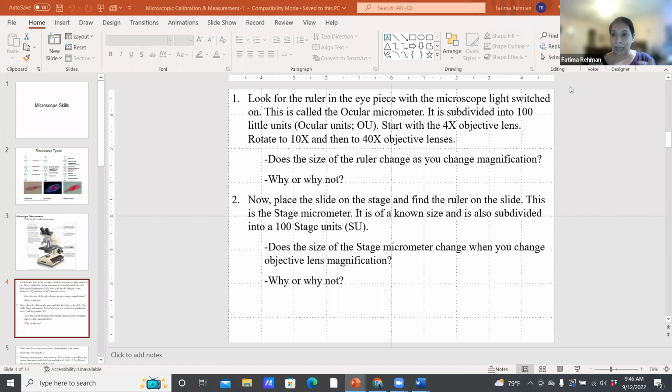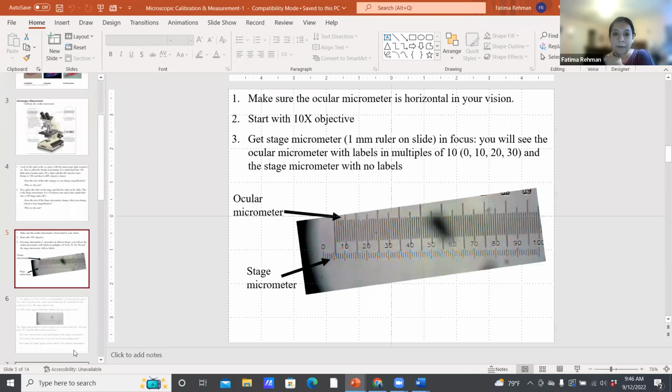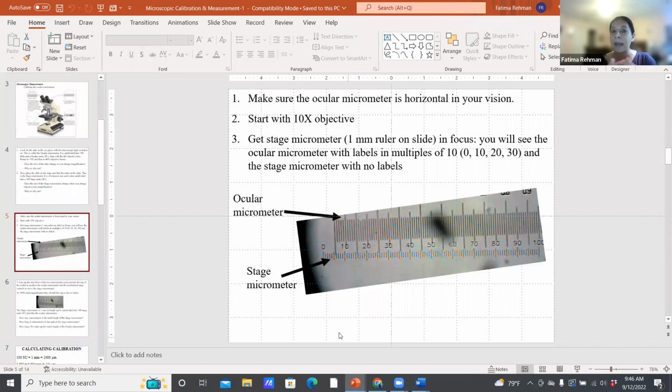So we can take that known length ruler on the stage and calibrate our unknown ocular micrometer to it at each of the magnifications, which is what we're gonna be doing today, okay? So to do this, the first thing we do is we make sure that our ocular micrometer is in our eye space, and we try to make it as horizontal as possible.